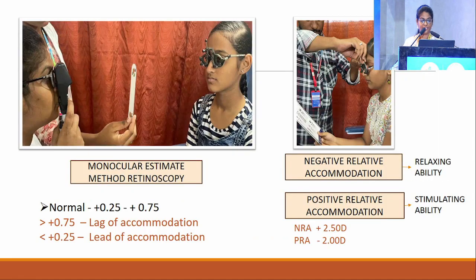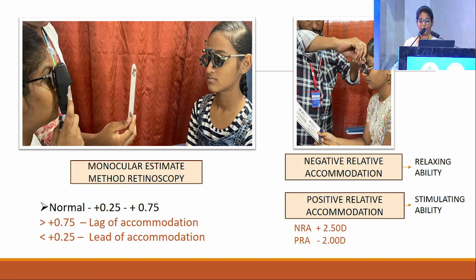Now, the monocular estimate method, MEM retinoscopy, is used to assess the accommodative response while looking at a near target. This is performed by placing a near vision target at 40 centimeters and performing the retinoscopy. The normal values will come up to plus 0.25 to plus 0.75. When it is more than 0.75, that denotes a lag of accommodation. And when it is less than 0.25, that denotes a lead of accommodation.